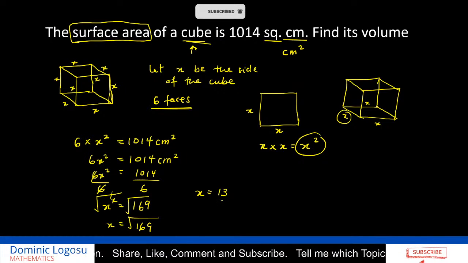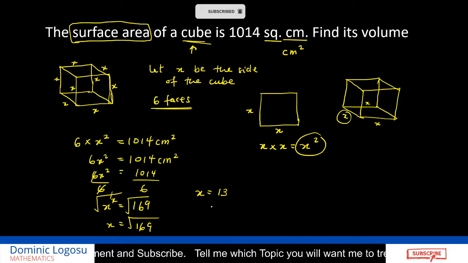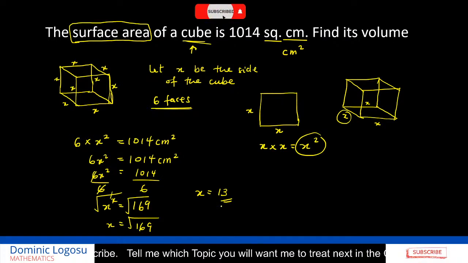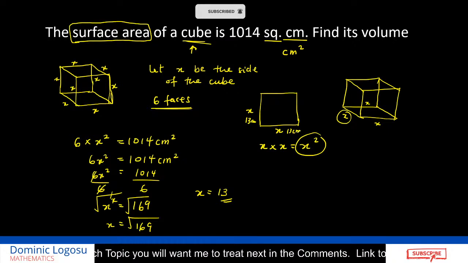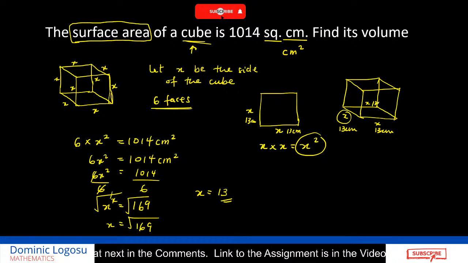So 13 times 13 should give us 169. Okay, 13 times 13 is the same as what? 13 squared. So it means the value of x is what? 13. So it means that this side will be 13 centimeters and this side will also be 13 centimeters. This side will be 13 centimeters, which is the width. The length will be 13 centimeters and the height will also be 13 centimeters.